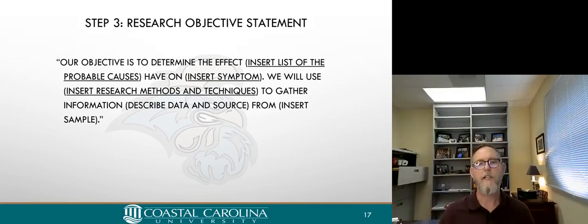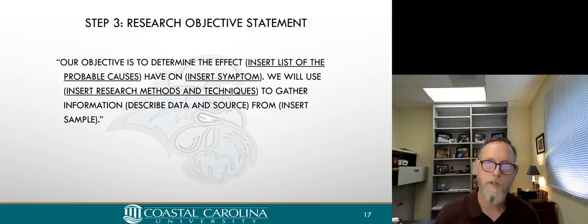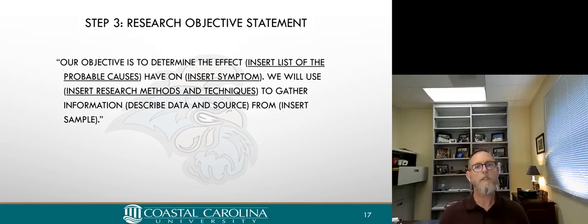Second sentence, we'll use certain research methods and techniques. So we're going to describe the methods we'll use to gather information, and we oftentimes describe where that information is going to come from, and what that data will look like. Okay, so this is called a research objective statement.